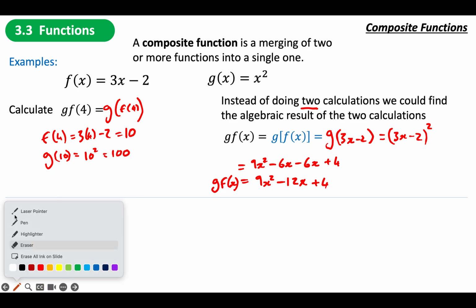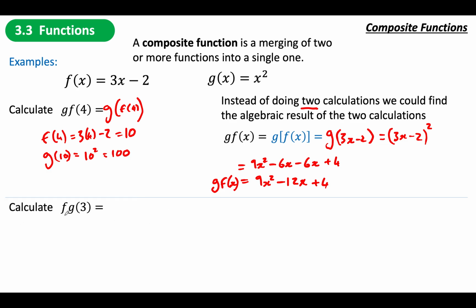Let's go back to my pen and do another example. Calculate f of g of 3. Again, you start from the center if you're just working out one specific value. I would do g of 3, which is 3 squared, which is 9. Then I'll put that into the next function out, which is f. So it'll be f of 9. And f of x is 3x minus 2, so 3 lots of 9 take away 2, which is 27 take away 2, which is 25.